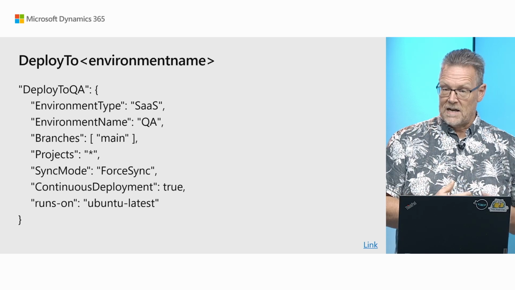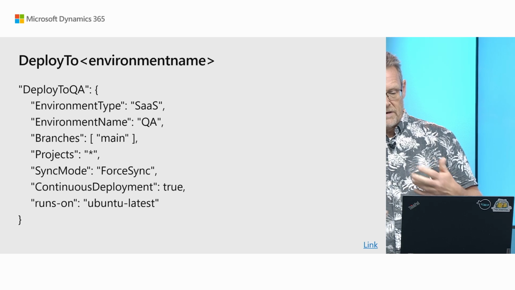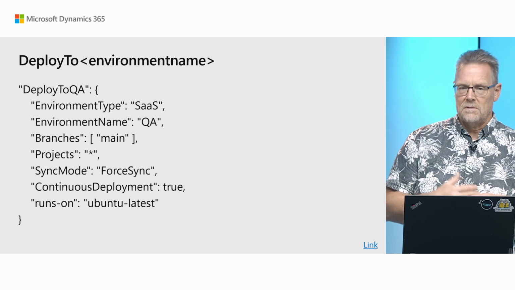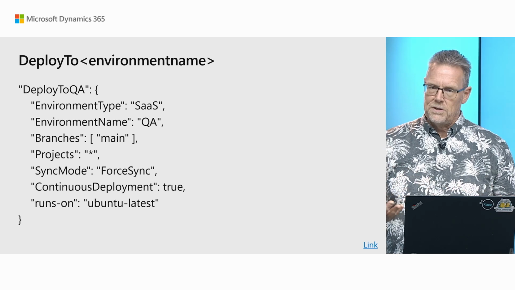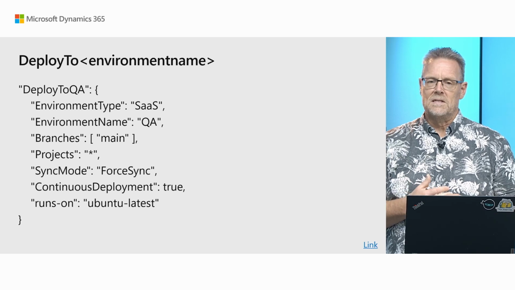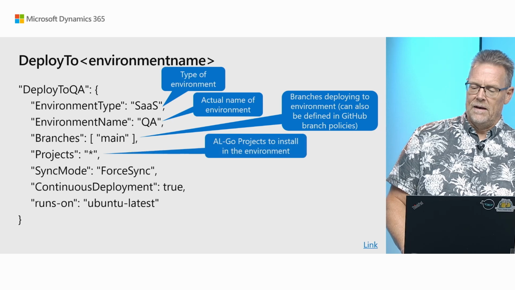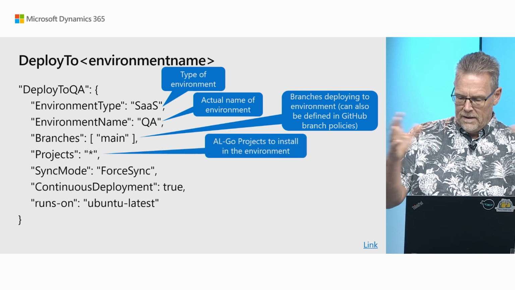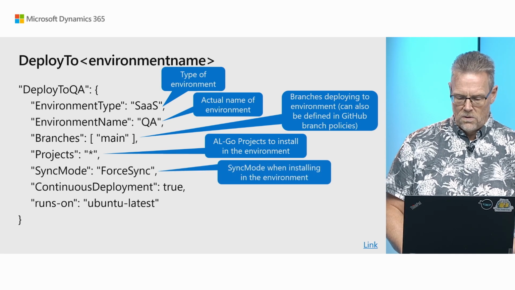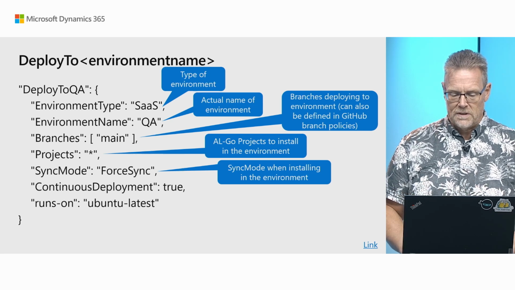You have an environment type, default is SaaS. Environment name: the default is actually the same as the environment name that you have on GitHub, so in this case, it would be QA. Branches: default would be just main. Projects: default would be star, meaning all projects that you have in your repository. And then the sync mode can be force sync or, I think, clean or add. You can see that in the settings documentation.